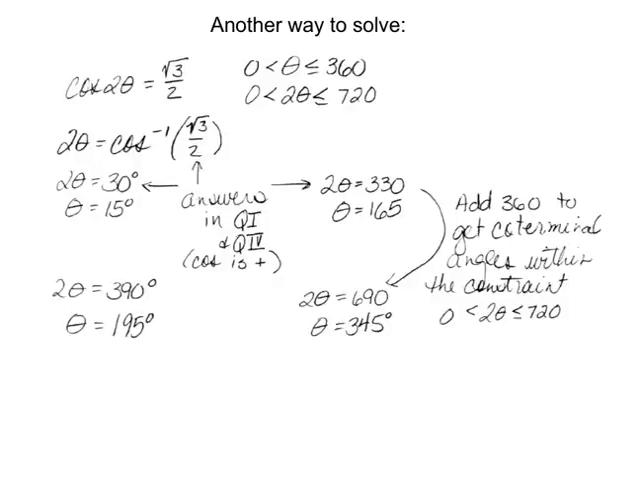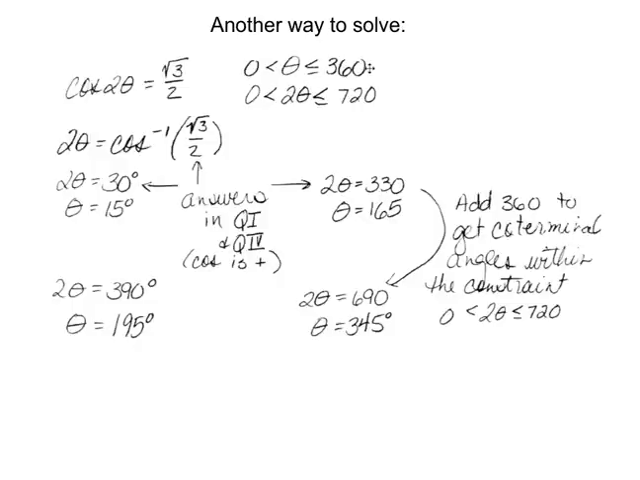Now, there is another way to solve this kind of problem. I don't know if you noticed, but cosine is equal to square root of 3 over 2 on one of our standard angles in the unit circle. So another approach would be to find that reference angle, and again, that's 30 degrees. And since cosine is positive, it's going to be in the first quadrant and in the fourth quadrant.